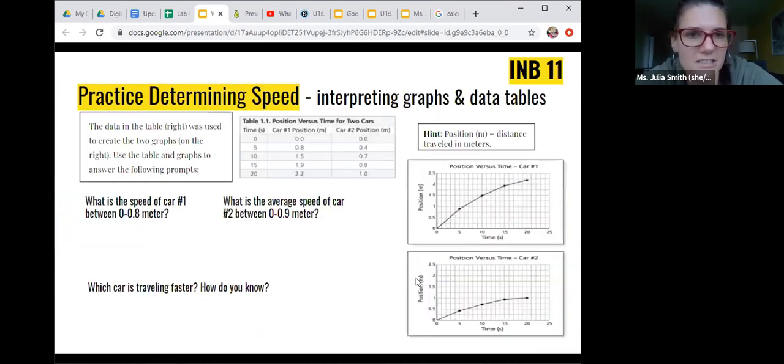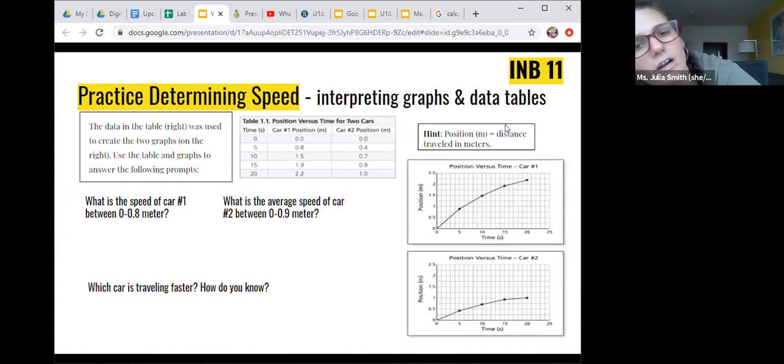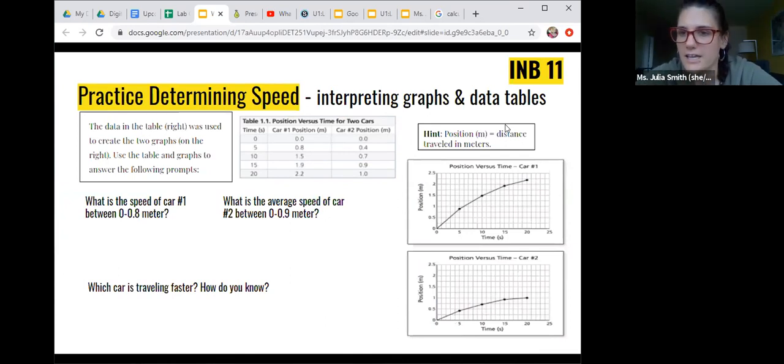All right, practice determining speed. We are now on INB 11. These should look familiar because these are straight out of our pre-assessment, the Unit 1, Lesson 1 slides. I took the exact same problems and put them in here so that we could practice with something that looks familiar.